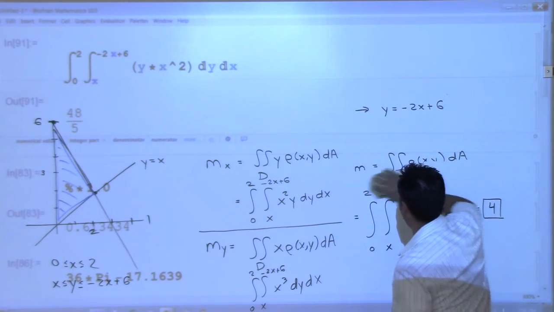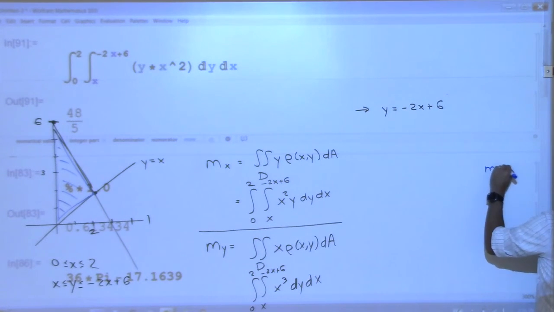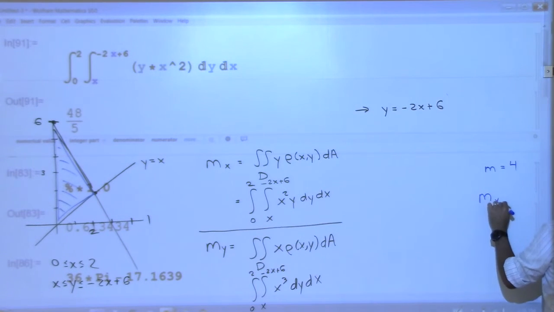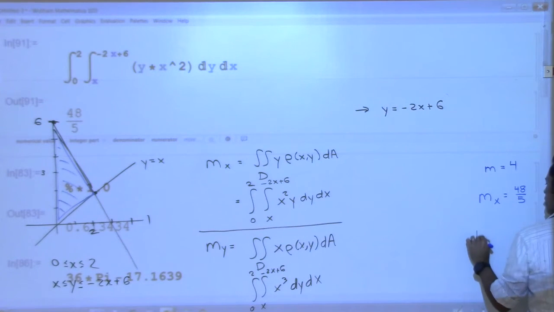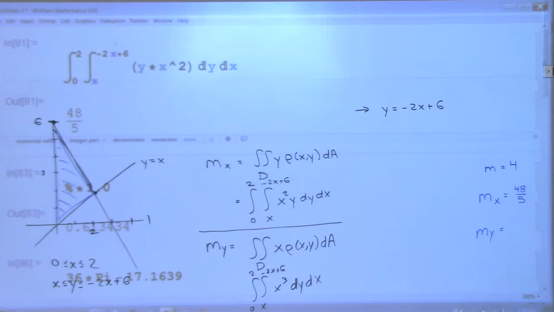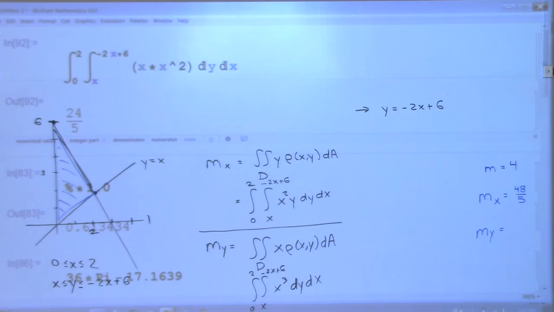Okay, so we have right now that our mass is 4. Our moment about the x-axis is 48 fifths. And our moment about the y-axis, which is that one, is 24 fifths. Okay?